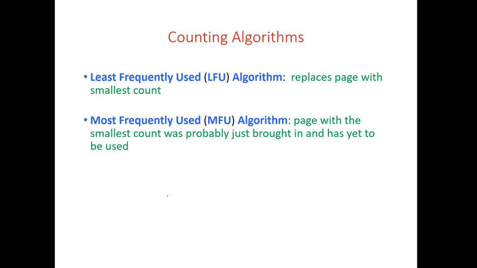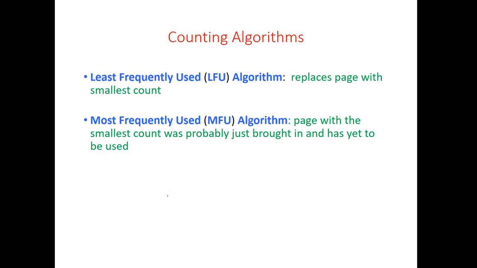Next algorithms are counting algorithms. There are two types of counting algorithms: least frequently used algorithm and most frequently used algorithm. In the least frequently used algorithm, the page table maintains how many times the page is referenced. If the count is higher in number, that page is used more frequently. If the page count is less in number, it indicates that the page is less frequently used.